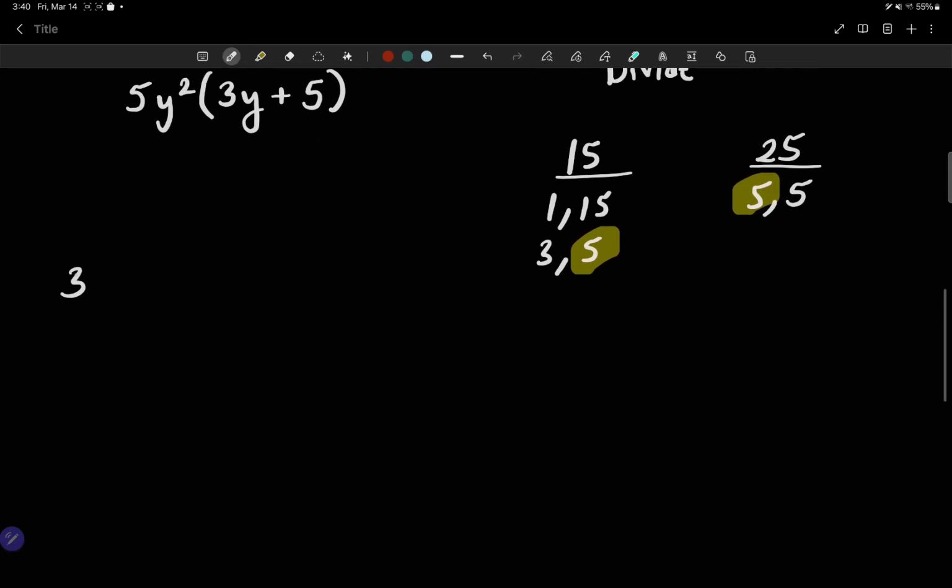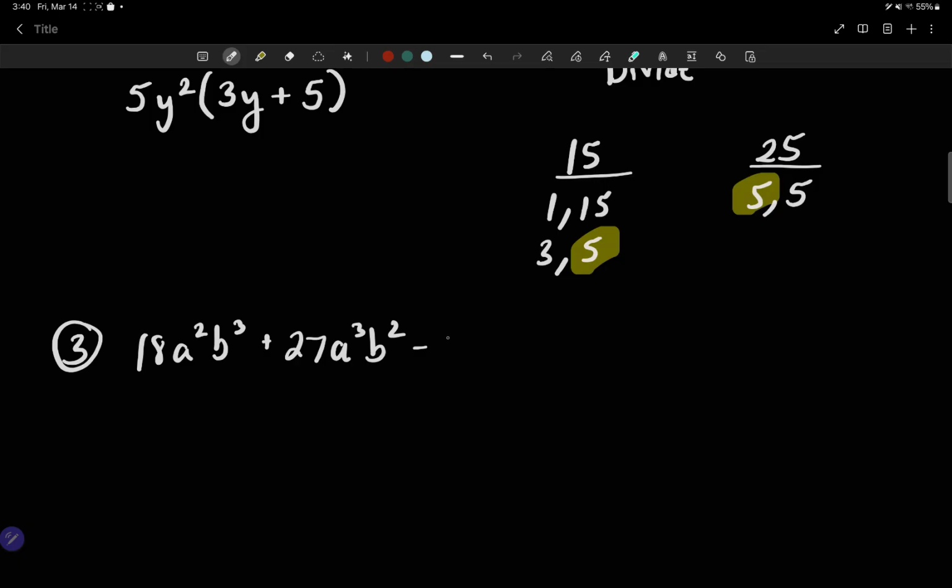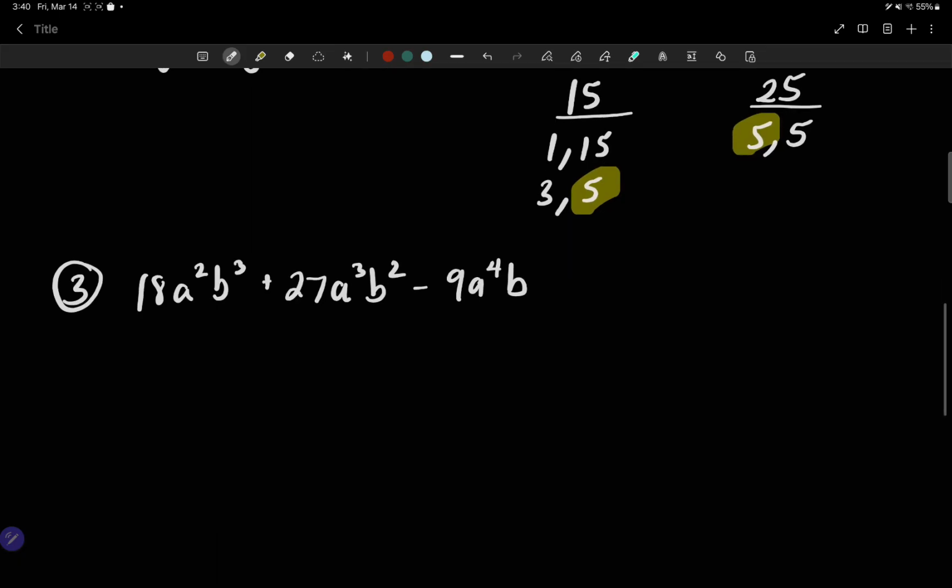All right, so now let's put everything we've talked about into practice with a larger example. So let's say we have 18a to the second power times b to the third power. I'm going to have to slide this down to make some room. Then we have plus 27a to the third power, b to the second power, minus 9a to the fourth times b.